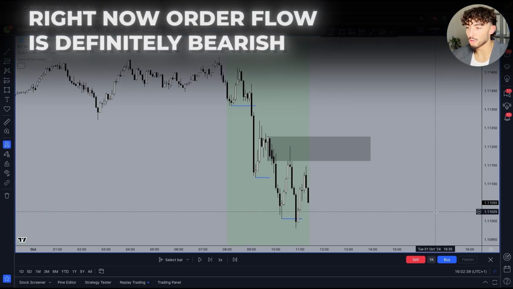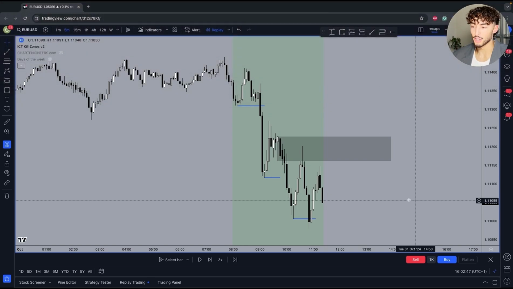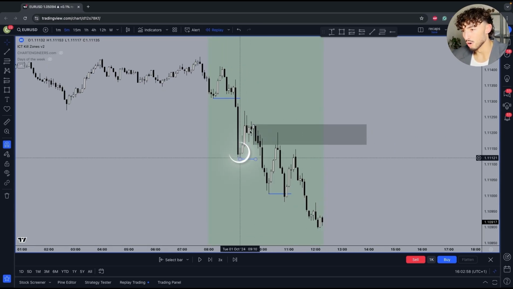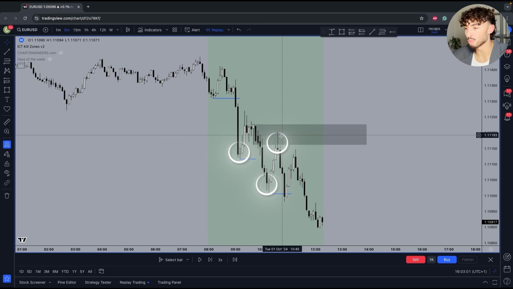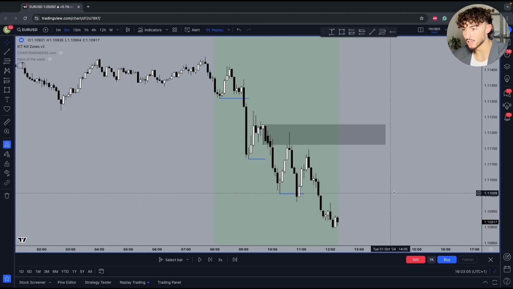So right now order flow is definitely bearish, and you can confidently look for shorts because order flow is bearish, and it shows the willingness for price to move even lower. And you can see it moving lower. So right now with the new low, and the pullback into the order block, with a new low, the pullback, with a new low. So order flow is definitely bearish here, and that's what you want.